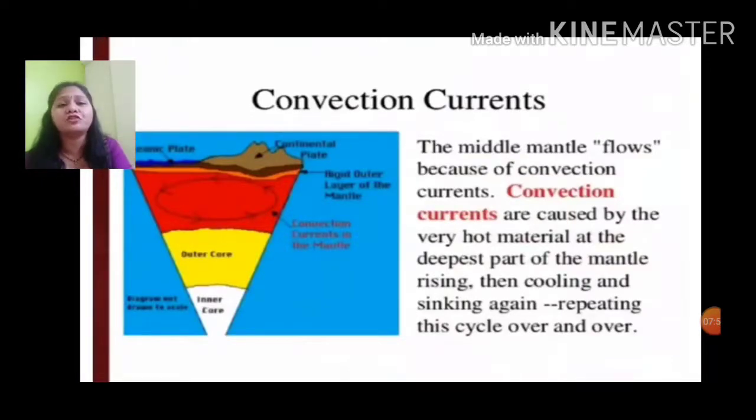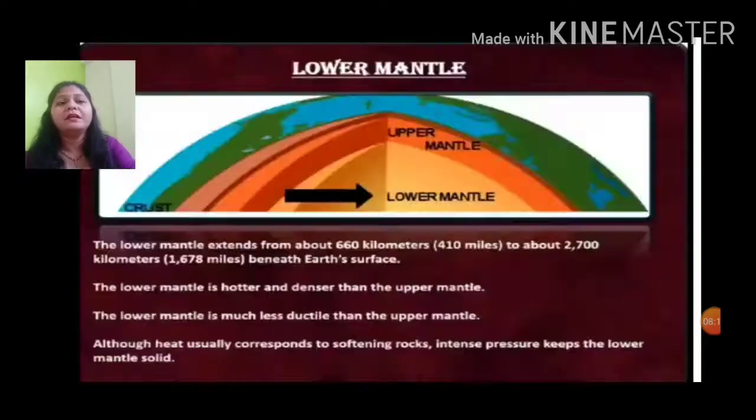You can see I have shown it in the red color circle. What that circle tells you is that the hottest material comes up, cools, goes down. Again, the hot material comes up, cools, goes down. That circle continuously goes on, and this is called convectional currents. What are they called? Convectional currents. Okay, let us move to the next one, that is the lower mantle.